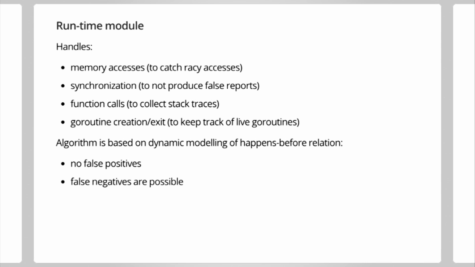The algorithm is based on direct dynamic modeling of the happens-before relation that you can find in the Go memory model. And what it means in practice is that false positives are impossible. So any report is a real bug. But unfortunately, false negatives are possible sometimes.